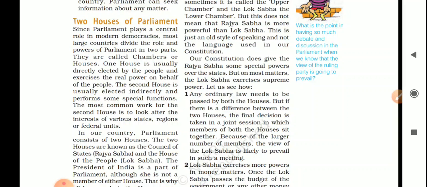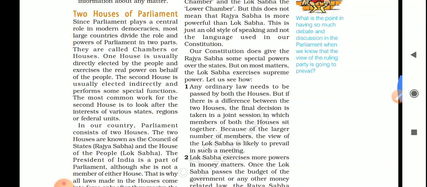Lok Sabha exercises more powers in money matters. Once the Lok Sabha passes the budget of the government or any other money-related law, Rajya Sabha cannot reject it. Rajya Sabha can only delay it by 14 days or suggest changes in it. Lok Sabha may or may not accept these changes. So Lok Sabha has a little bit of extra power compared to Rajya Sabha.